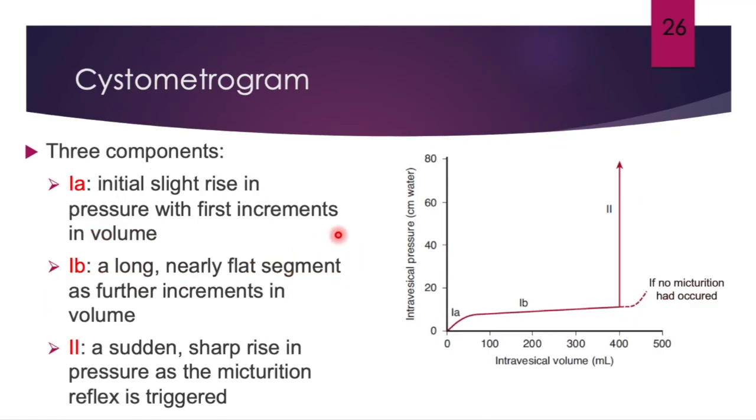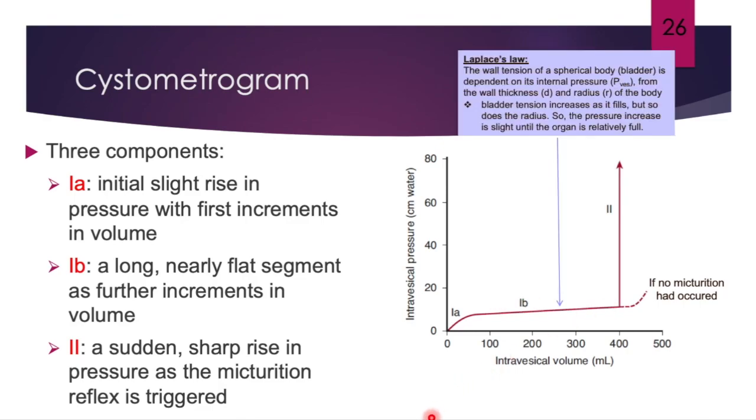There are three components in the cystometrogram: 1A, 1B, and 2. 1A is the initial slight increase in pressure with the first increments in volume. 1B is a long, nearly flat segment as there are further increments in the intravesical volume. This nearly flat segment is in accordance with the Laplace law.